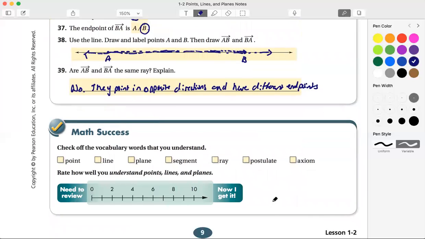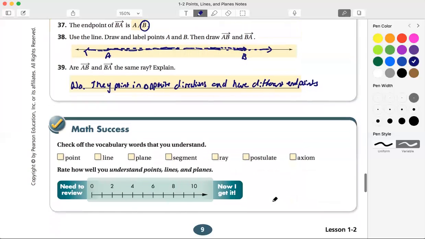Okay, and then here's your words that you should understand by the end of this section, and hopefully you understand it.